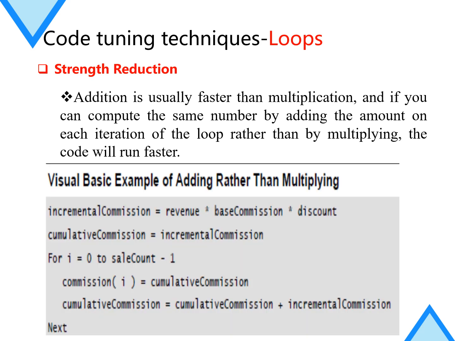So here in this example, inside the loop we have converted the multiplication to addition, and the multiplication we just use once, which is outside the body of the loop.